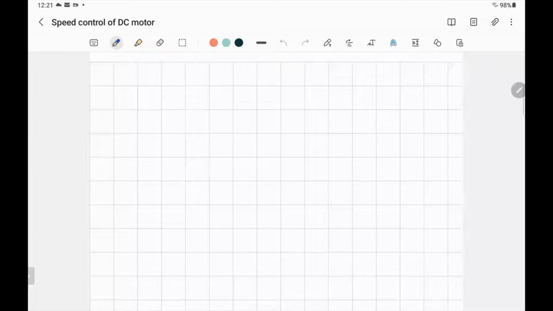Today, we are going to talk about speed control of DC motor in general. So we'll start with the torque speed characteristic. To understand how to control the speed of DC motor, we have to know what is the relationship between the speed and the torque.